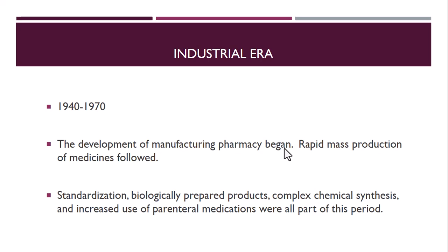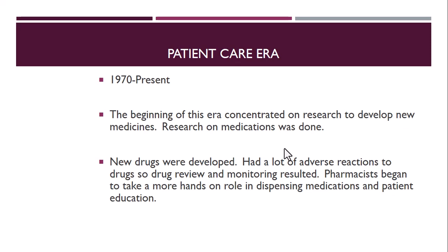However, in the industrial era, from 1940 to 1970, the development of manufacturing pharmacy began. Rapid mass production of medicine followed. Standardization, biologically prepared products, complex chemical synthesis, and increased use of parenteral medications were all parts of this period. What about the patient care era?